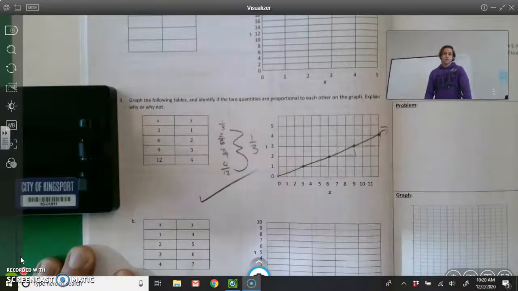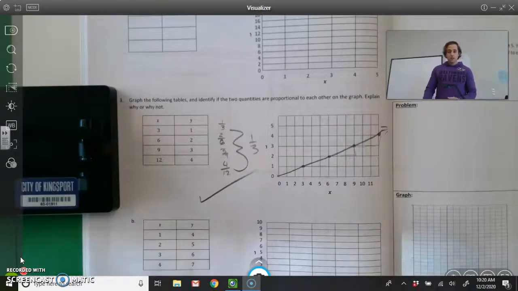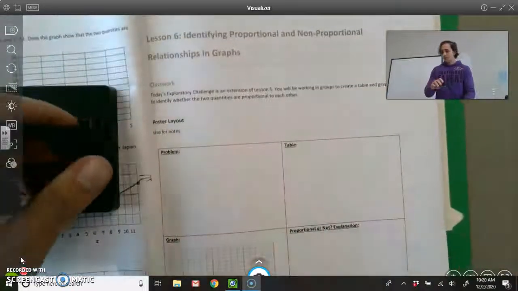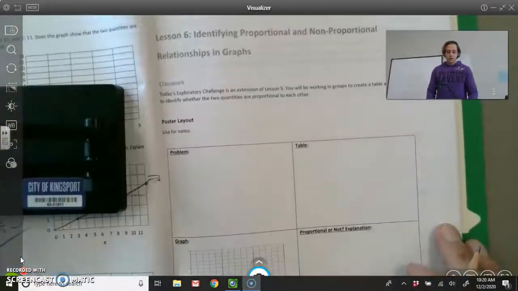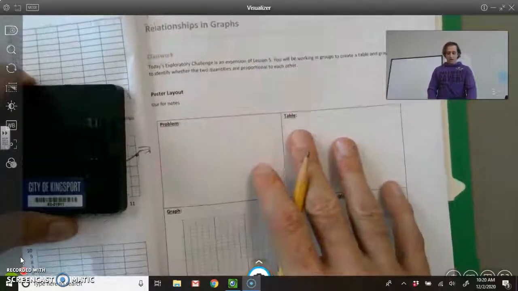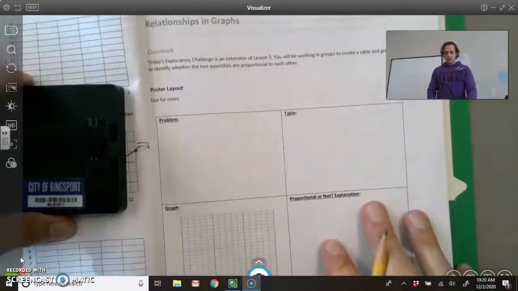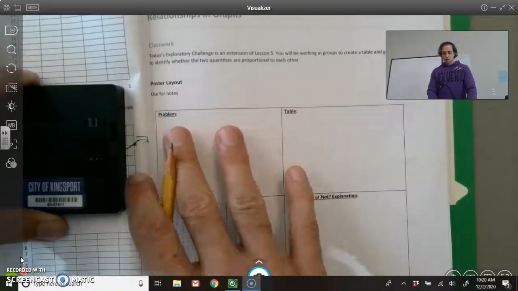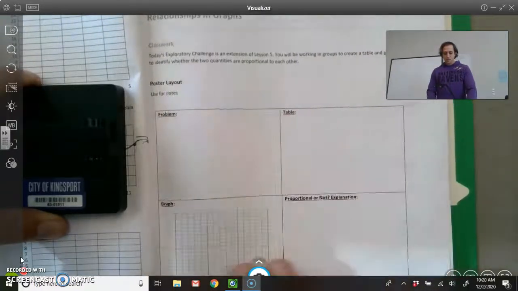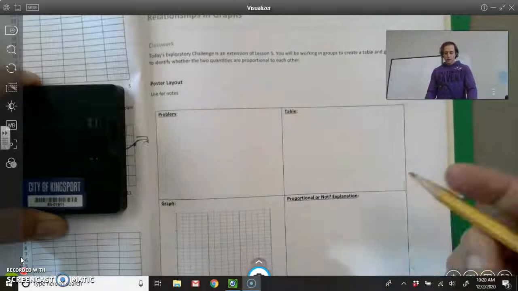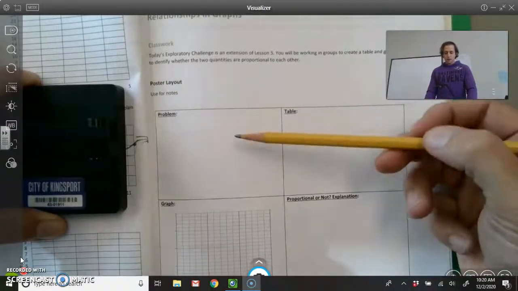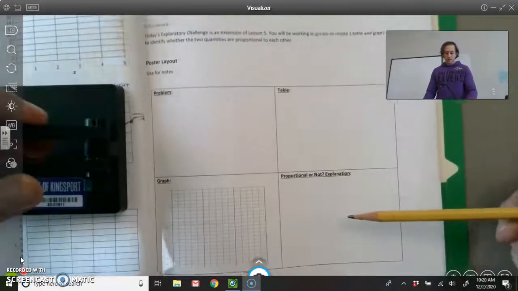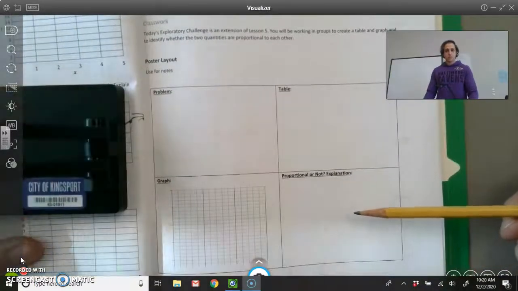That's proportional. Okay, so as you complete your work today, what you're going to be doing is taking some different problems. You're going to make a table. You will have some different examples to choose from. You'll pick one. You're going to fill out this 4-square grid here. And you're going to rewrite the problem, create a table, graph it, and then explain whether or not the relationship is proportional.